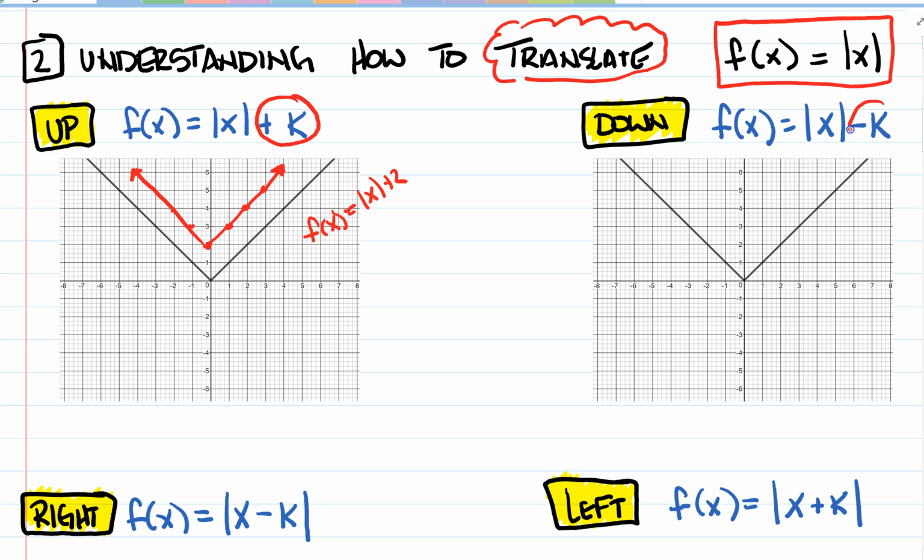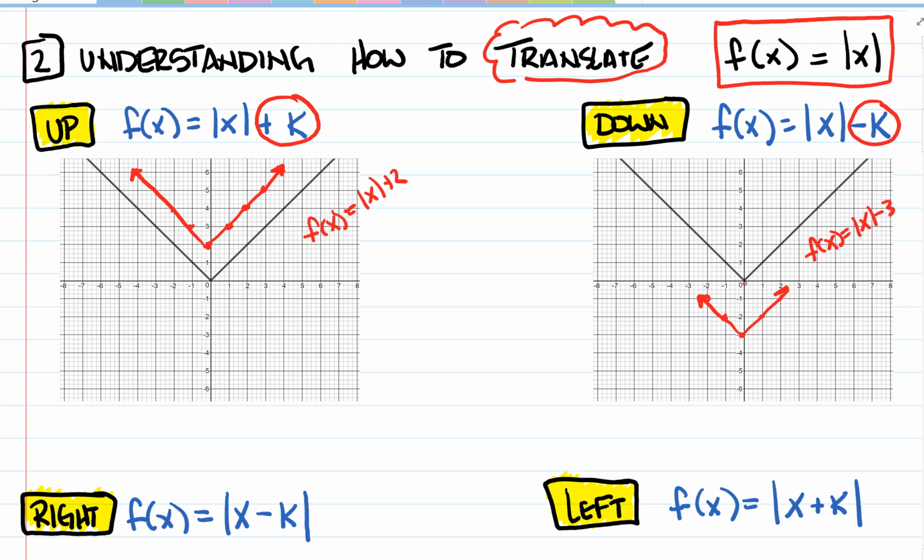Likewise, if I add a negative value of k outside my absolute value function, it's going to move my graph down on the coordinate plane. If I wanted f(x) equals the absolute value of x minus 3, then each single point would be moved down 3: 1, 2, 3, 1, 2, 3, and so on. The graph would end up looking like this. So this is how to move it down 3.